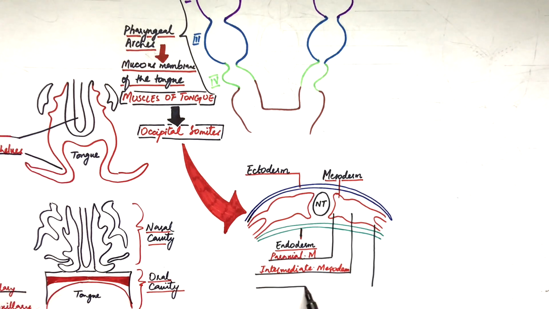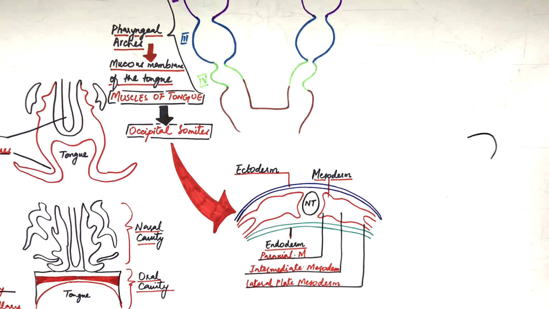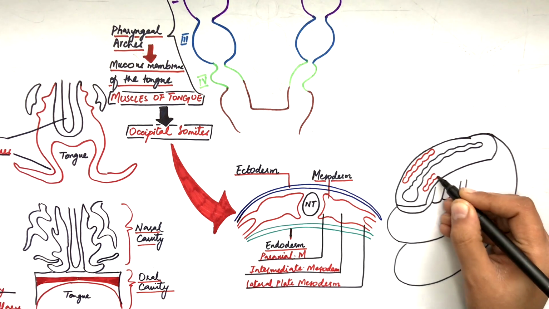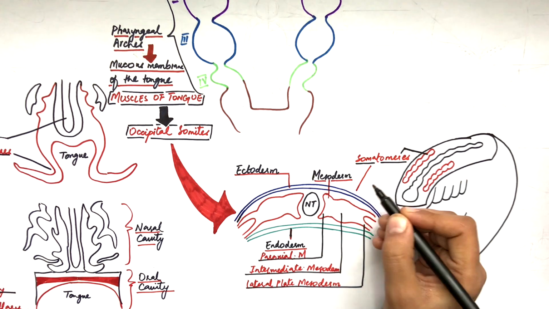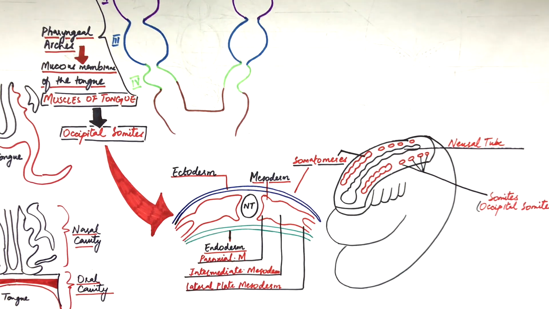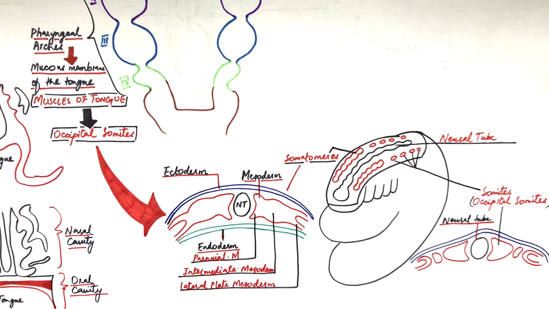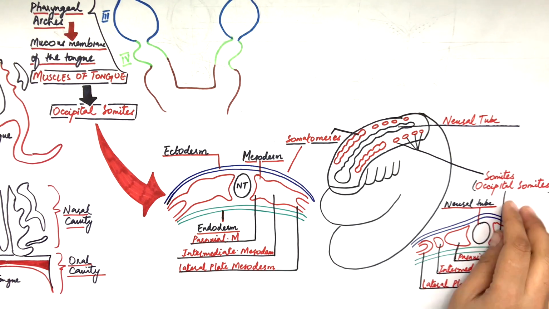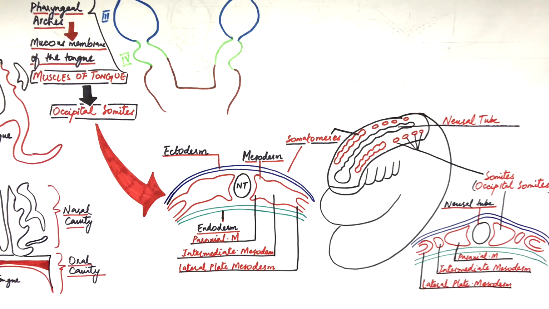The somites are actually derived from this paraxial mesoderm, which are present as pairs on lateral sides of the neural tube. The somites partially segment cranially to form the somitomeres and fully segment caudally to form somites. The first in the series are called the occipital somites, and these occipital somites will give rise to the muscles of the tongue. Now let's look at the formation of the mucous membrane of the tongue from the pharyngeal arches.